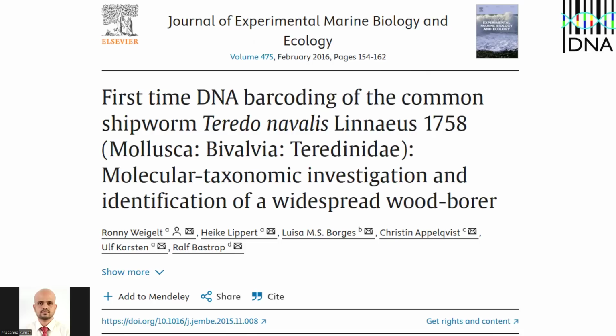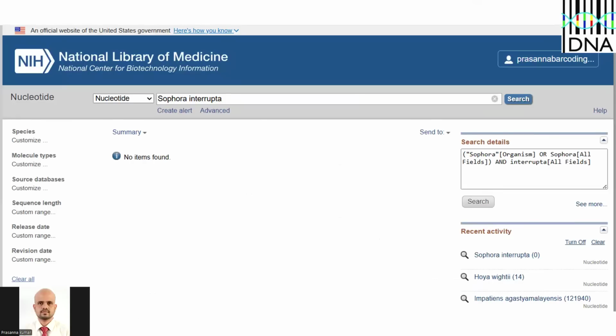India is a rich biodiversity country, we have a lot of endemic species. For example, yesterday I spent 20 minutes listing out the endemic plant species of India. I thought outsiders cannot have a hands-on with these endemic species. So I listed about 20 endemic species. I took Sophora interrupta and put it in GenBank to see whether it has been barcoded or not. No, there is no data found for Sophora interrupta, not even a barcode gene.